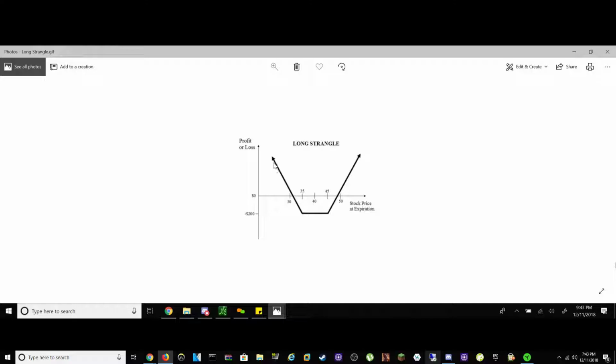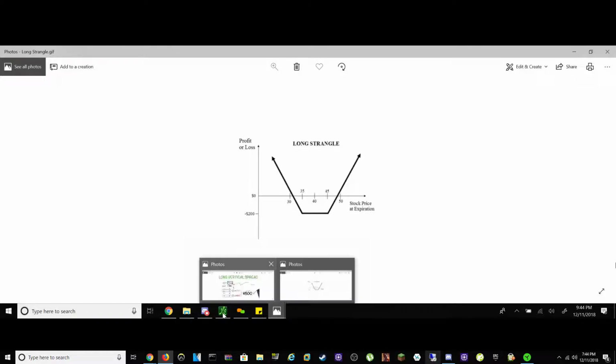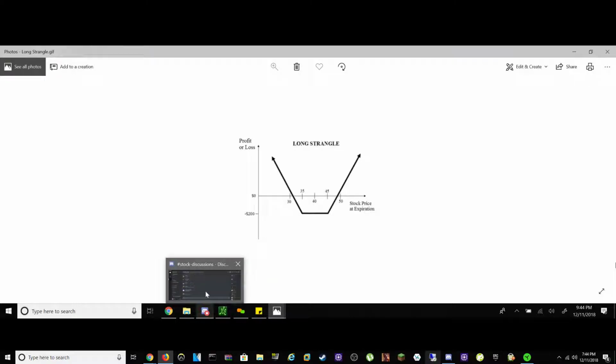If it were to dip down and for some odd reason the market crashes and it dips down to $85, you're making tons of money. Or if it shoots up like crazy, you're making tons of money. But you do not want it to go in here. The only way I would actually use this strategy is if I know for a fact that this thing's going to shoot up.